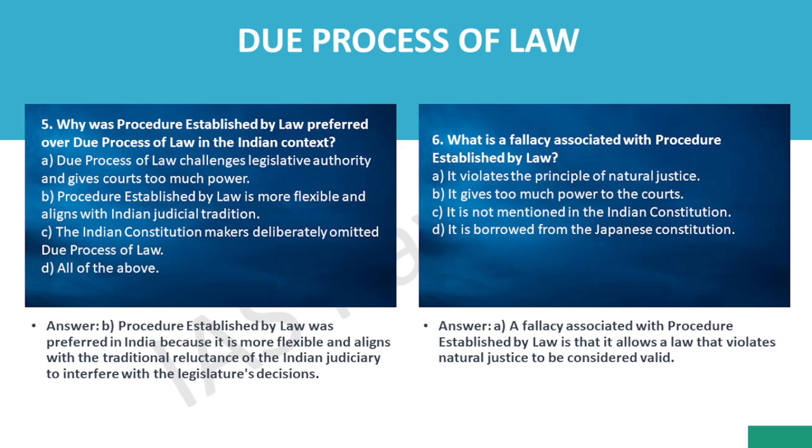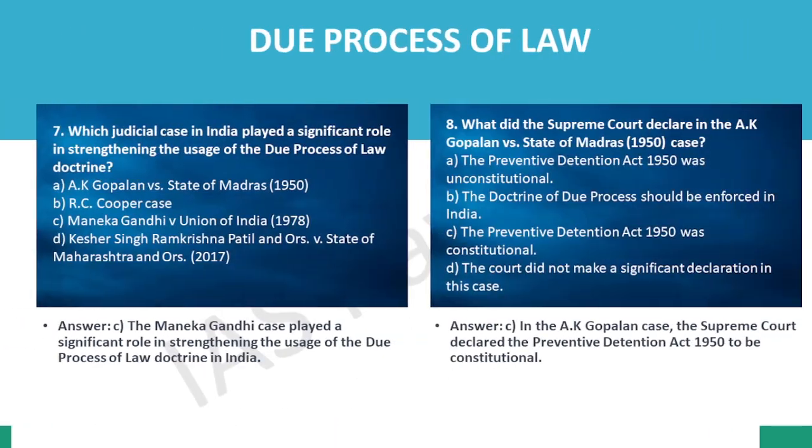6. What is a fallacy associated with procedure established by law? A. It violates the principle of natural justice. B. It gives too much power to the courts. C. It is not mentioned in the Indian Constitution. D. It is borrowed from the Japanese Constitution. Answer: A. A fallacy associated with procedure established by law is that it allows a law that violates natural justice to be considered valid.